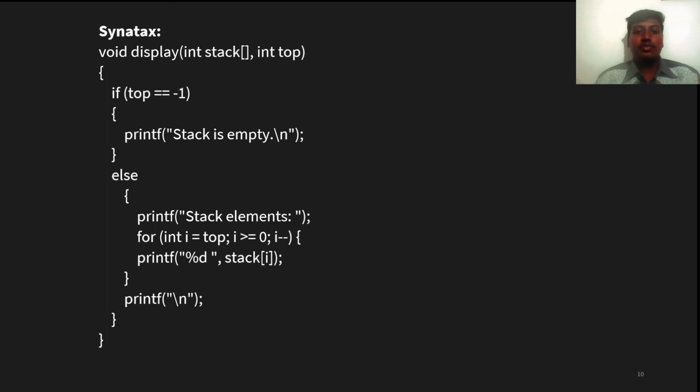So if there is no element in the stack, then it displays stack is empty. So first we check the condition if the stack is empty or full, or it has any elements present. If there are any elements present, we use a for loop to get the output from the stack.